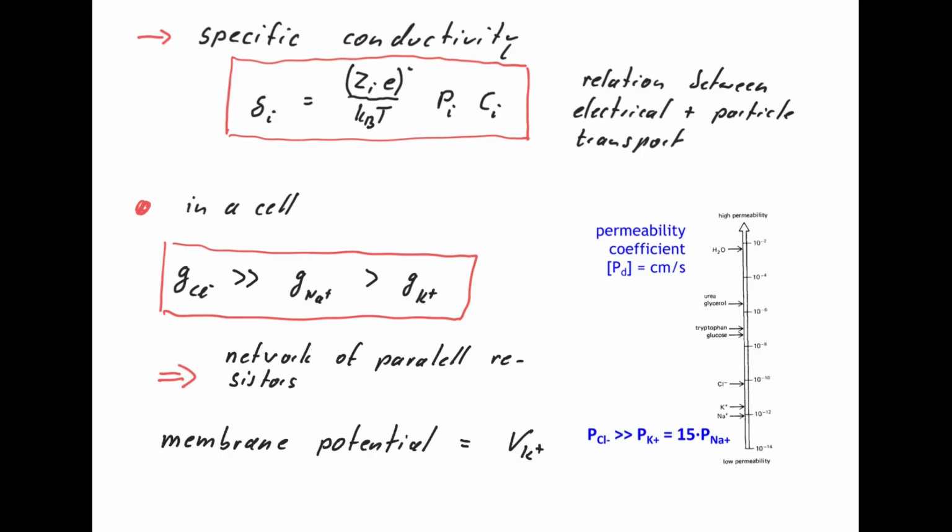You also could visualize this that we basically have a network of parallel resistors, and there we know that the final conductivity is determined by the smallest conductivity. Hence, our conclusion is the membrane potential is set by the Nernst potential of the potassium ion. Now, if you look back into the numbers, you will find that indeed the Nernst potential of the potassium ion is in the order of minus 60 millivolt, which is what we measure.